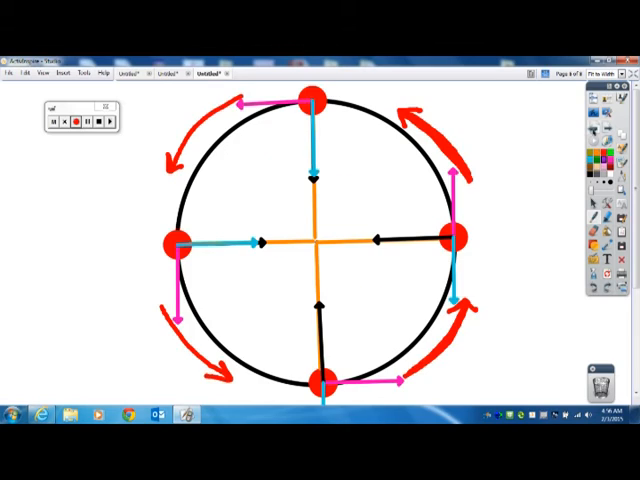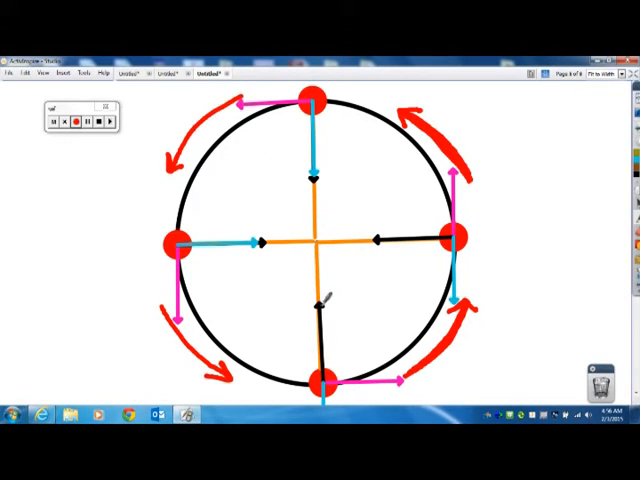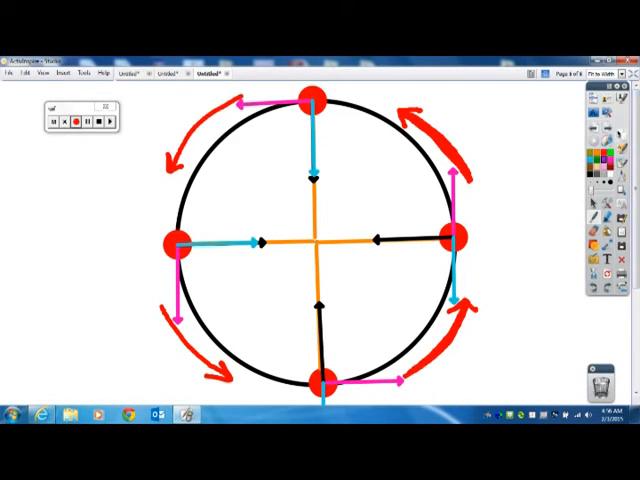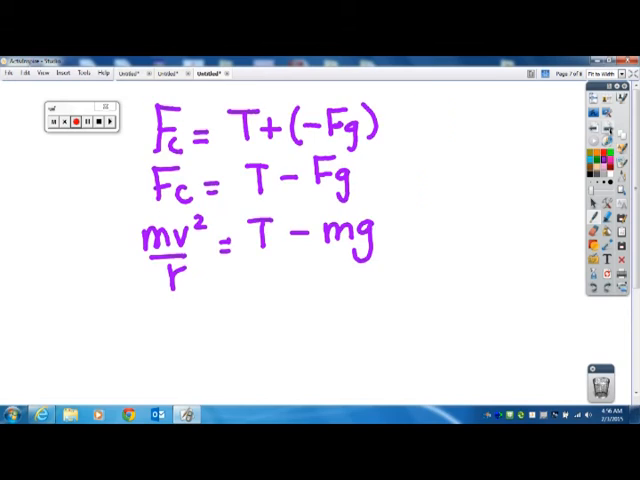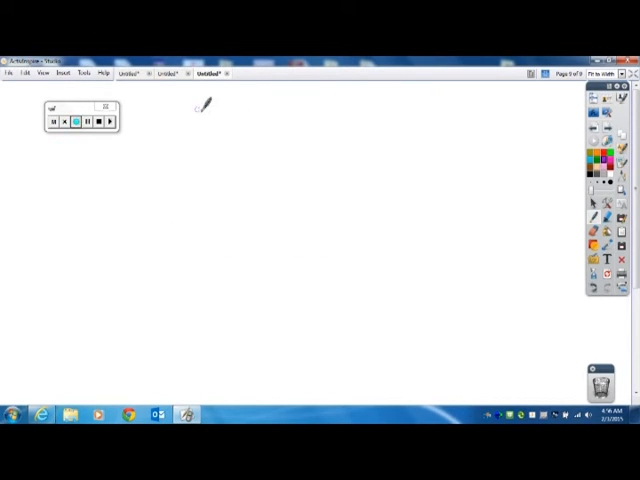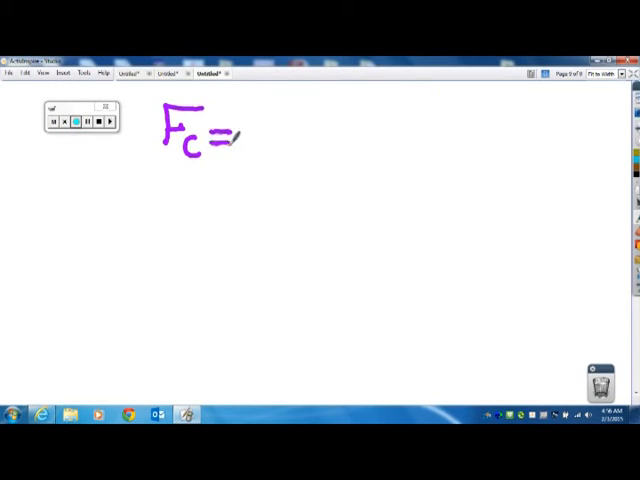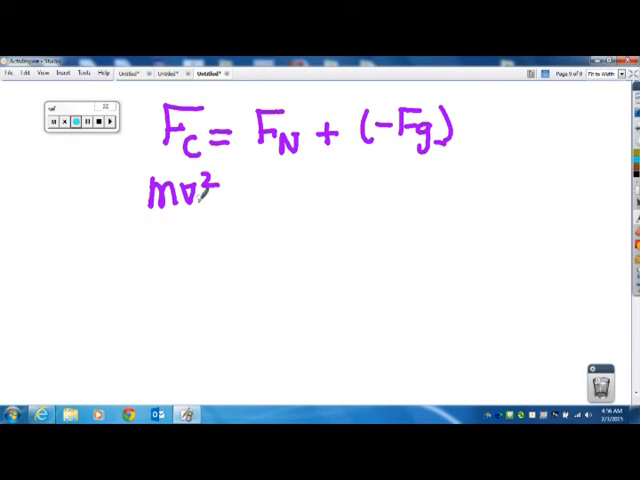Let's quickly go ahead and analyze the bottom of the circle. Just remember at the bottom of the circle, the normal force is pointing upwards, the force of gravity is pointing down. So I will go ahead and do it just like we did the cup of water scenario. We'll say the centripetal force is due to the two forces, the normal force, which is pointing up, and the force of gravity, which is pointing down. And then you go ahead and plug in your values, mv squared over r.